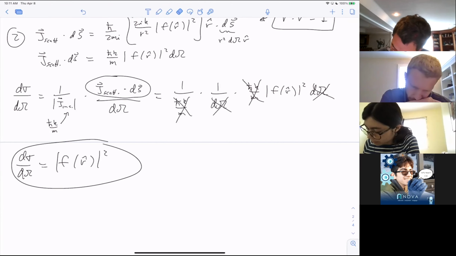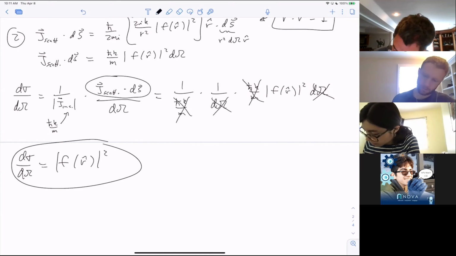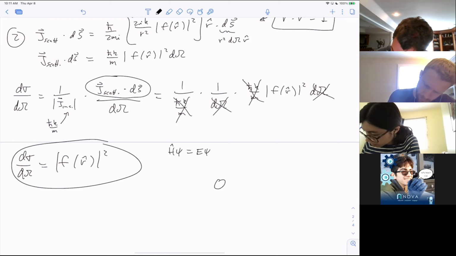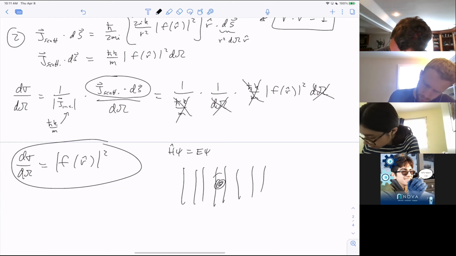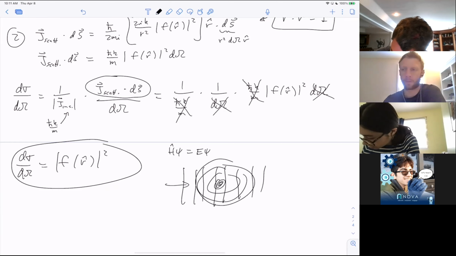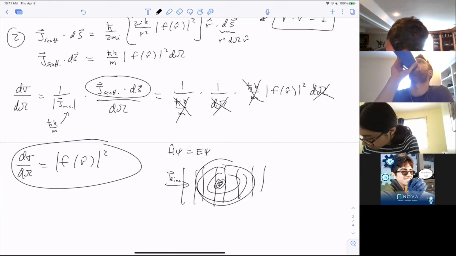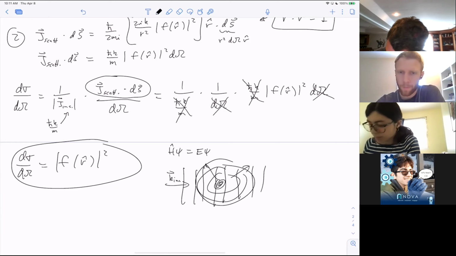Because what this is telling us, and this is really a profound insight, is that if you solve the Schrodinger equation for some scatterer, then you're going to get this wave function, an incident wave and an outgoing wave, where that's the incident, and then this is the scattered wave.